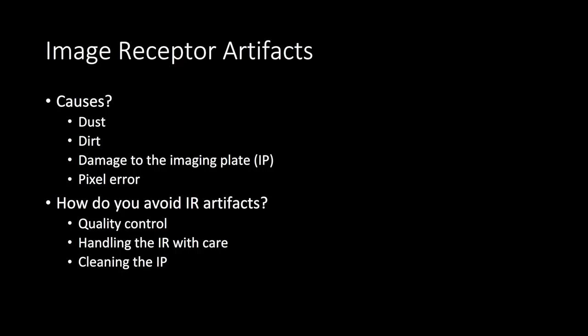The best way to avoid image receptor artifacts is to follow a quality control plan that keeps track of the condition of the cassettes. A lot of this is documented on a regular basis by the QC tech. When handling the image receptors, do not drop or use it in a careless fashion. Lastly, the imaging plate in the image receptor needs to be taken out and cleaned of dust and dirt.